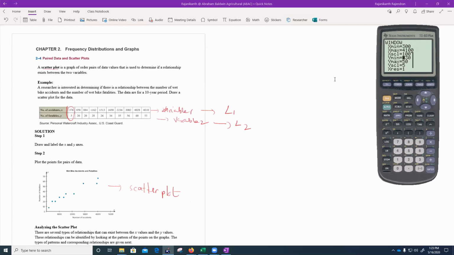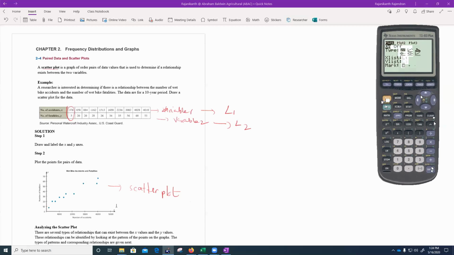My y minimum value is 5, so I'm making that 0. The maximum is 68, so let me make the maximum 100. I'm keeping my y scale at 10. That's it, so come out of this window. Now you need to set your plot. Go to the second function with Y, stat plot, and choose number 1. Now I'm going to draw a scatter plot, that is choice number 1.